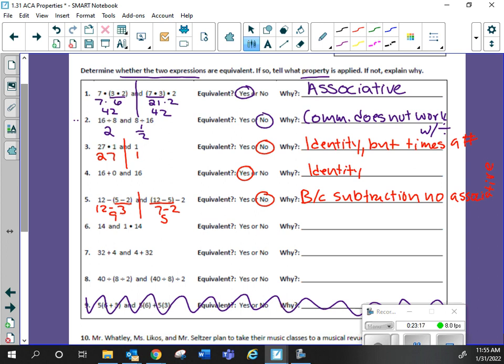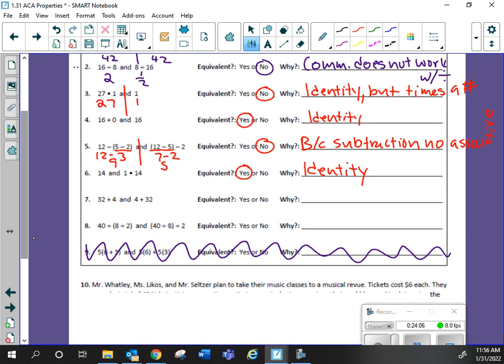Okay. Number 6, Lana, what did you say? Yes. Yes, which property? Look at the paper on the front. That's what I've been saying for the last 5 minutes. She's going to figure it out. Which one do you think that is? 14 and 1 times 14. They're multiplying by 1. Because it's not changing at all, it's multiplying by 1. It's keeping its identity.